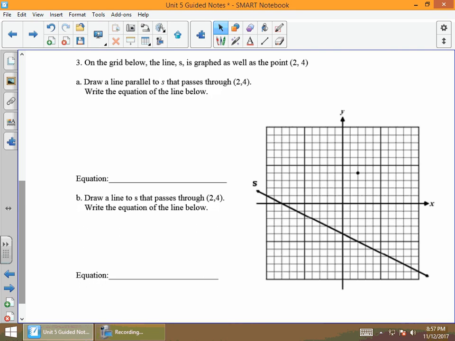It says draw a line that is parallel to S through 2, 4. Write the equation of the line below. Well, in order to do that, I need to know the slope of S. Well, it looks like it goes through this point. It looks like it goes through this point. So this means that the slope is rise of -1 and a run of 2. So the slope of line S is -1 over 2.